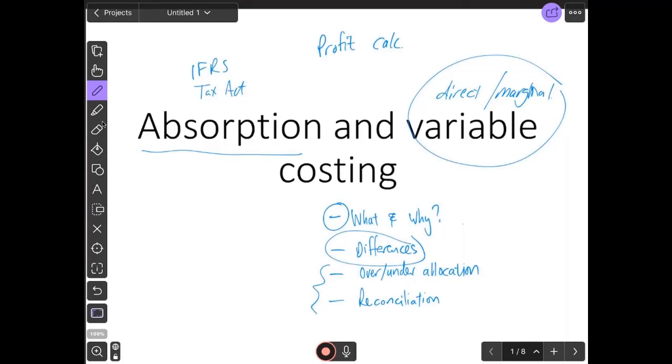Okay, the what and the why is a profit calculation. We are required by IFRS to do absorption costing when we show profit, and variable costing is easier. Once memorizing it is much easier. And the other difference is the way we treat fixed manufacturing overheads. Those are the only two differences between the two. So remember those, and then you'll get a much better understanding of what it is.